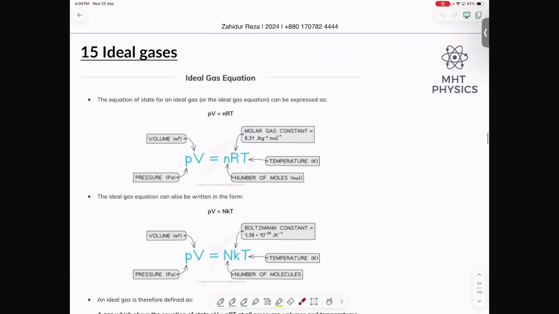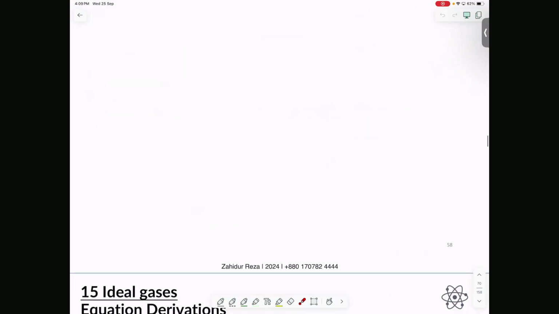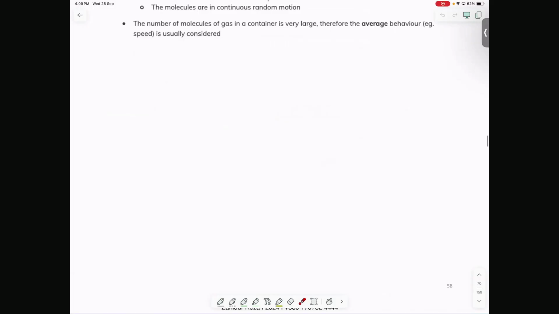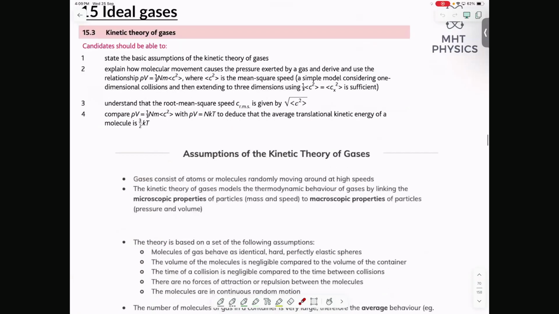So first go to page 58. Page 58, yeah. The way I approach it and the way the syllabus approaches it is a little different, but eventually we meet at the same place. For example, in 15.3 they ask you what the basic assumptions of kinetic theory of matter are. I feel like you need to know it at the start. Okay, so I do that at the end.